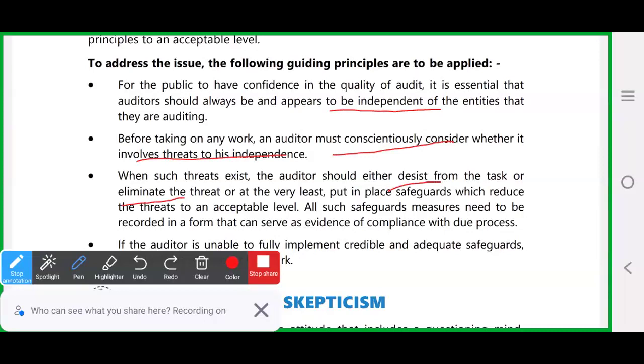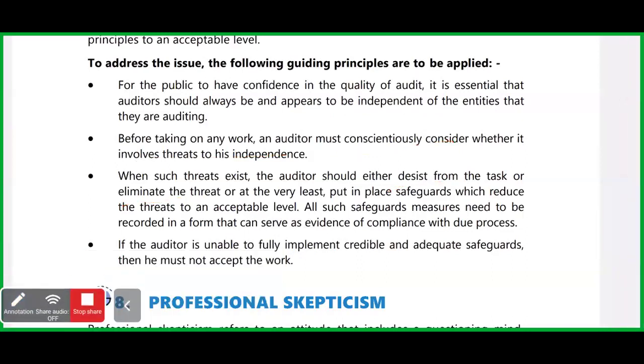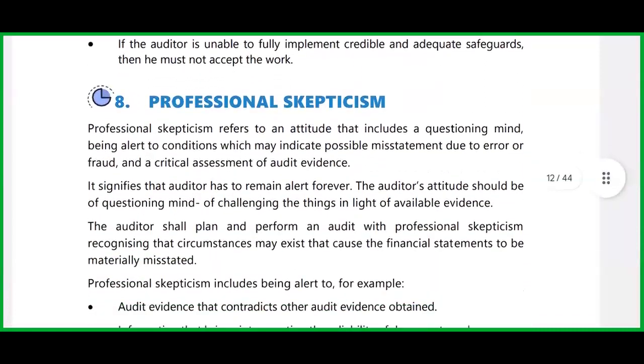If the auditor is unable to fully implement credible and adequate safeguards, he should not accept the work. So these are the four principles which have to be taken. First of all, the auditor has to see that he is independent enough. He has to check whether there are any threats to independence. If there are any threats, the auditor has to check whether the threats are at an acceptable level. If not, he should not accept the work at all. Clear with the four points? Yeah, ma'am.